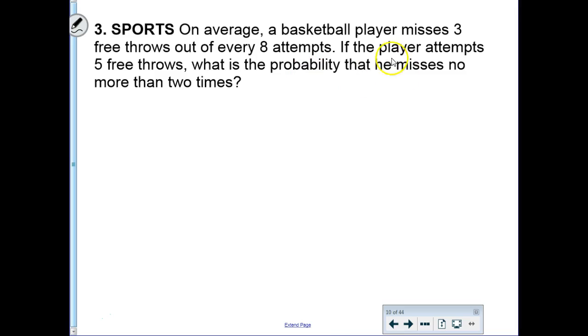On average, a player misses 3 free throws out of every 8 attempts. Well, that's a really negative Nancy way to say it. If they miss 3 out of 8, what does that mean for like succeeding? They make 5 out of 8, right? So our probability of success on this question is just 5 out of 8, and I'm going to leave it as 5 out of 8. So if the player attempts 5 free throws, so this is the n, the number of trials, what's the probability that he misses no more than 2 times?